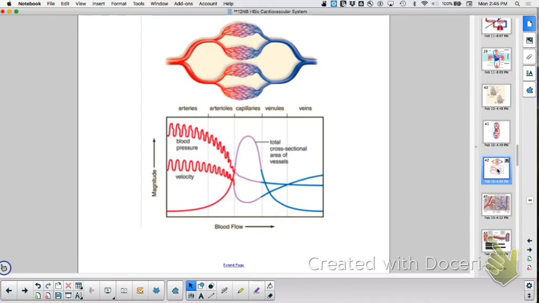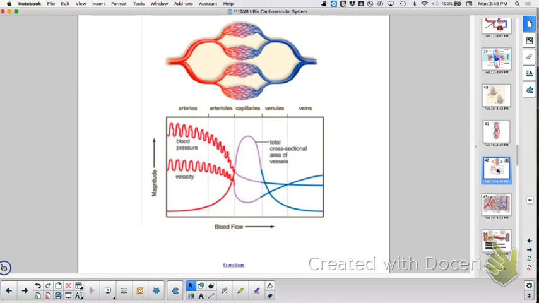This diagram reminds us that where the surface area is the greatest in our circulatory system, where we have the most vessels, is at the capillaries. And the blood moves the slowest there. And that's good because all what takes place there? Exchange. Red blood cells move through capillaries single file, and that facilitates that exchange.